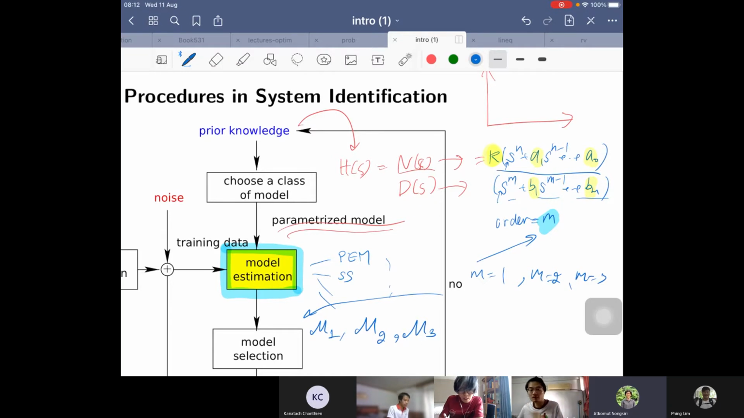You may have some prior knowledge about the plant that you're about to identify, for example, a DC motor, which is very familiar to us electrical engineers. Can someone suggest what you know about the DC motor system? The order. Is Sirapop here? Not yet. Sitthipat.